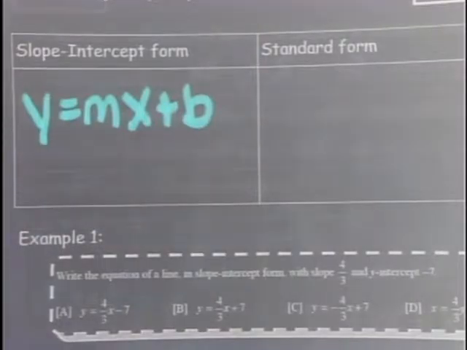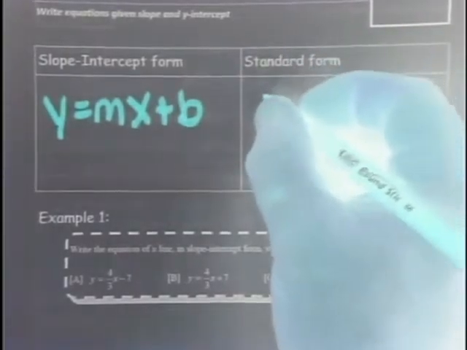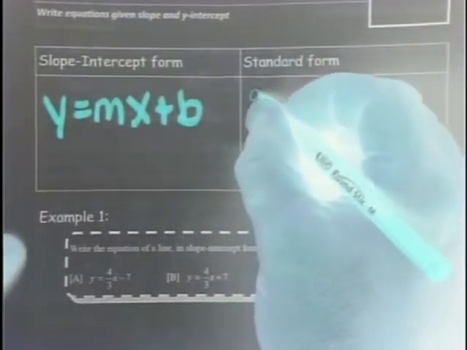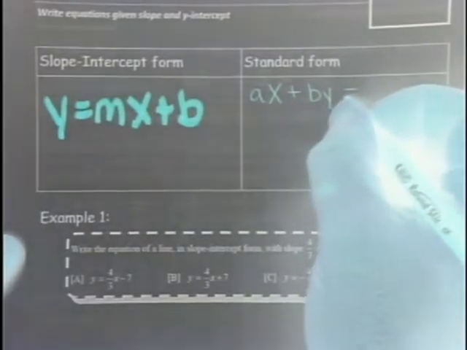Now, what's standard form? AX plus BY equals C. That's how it officially looks when you look it up on Google.